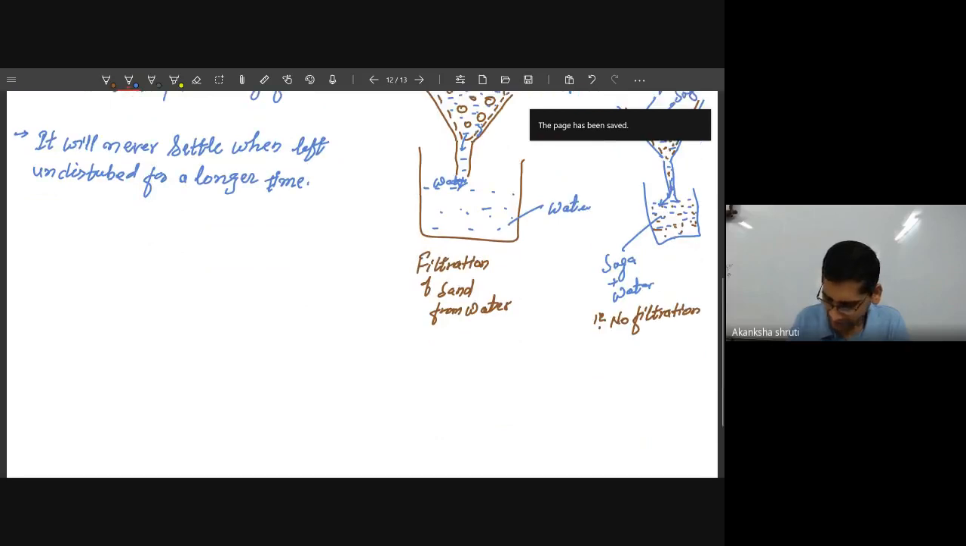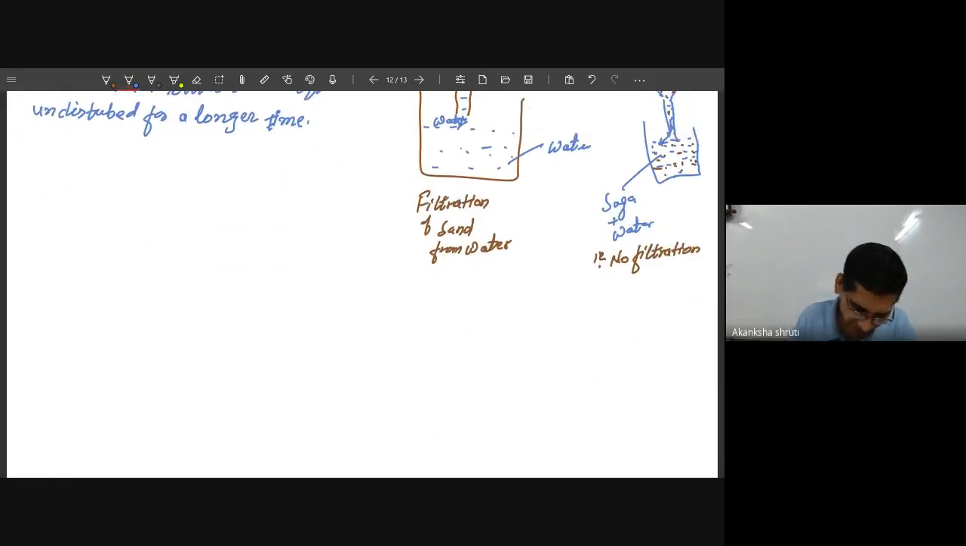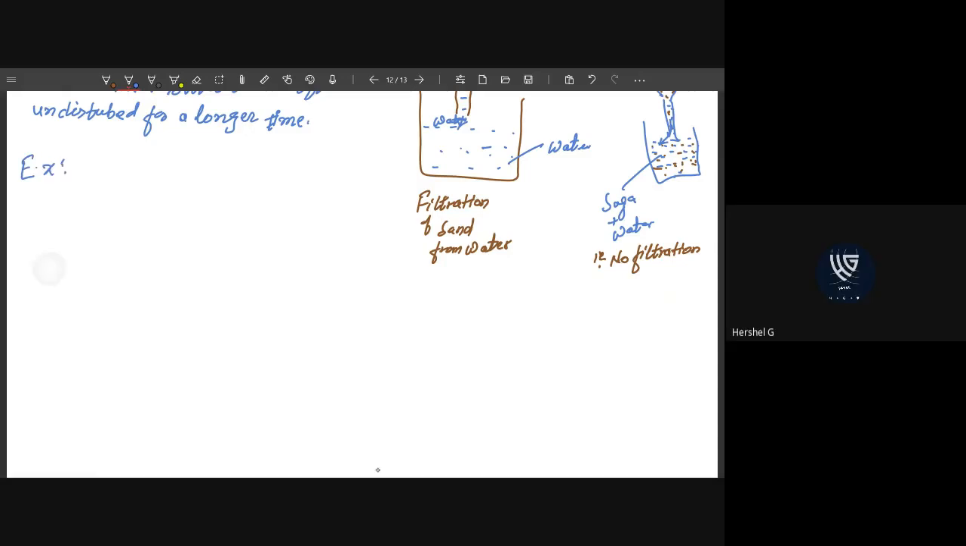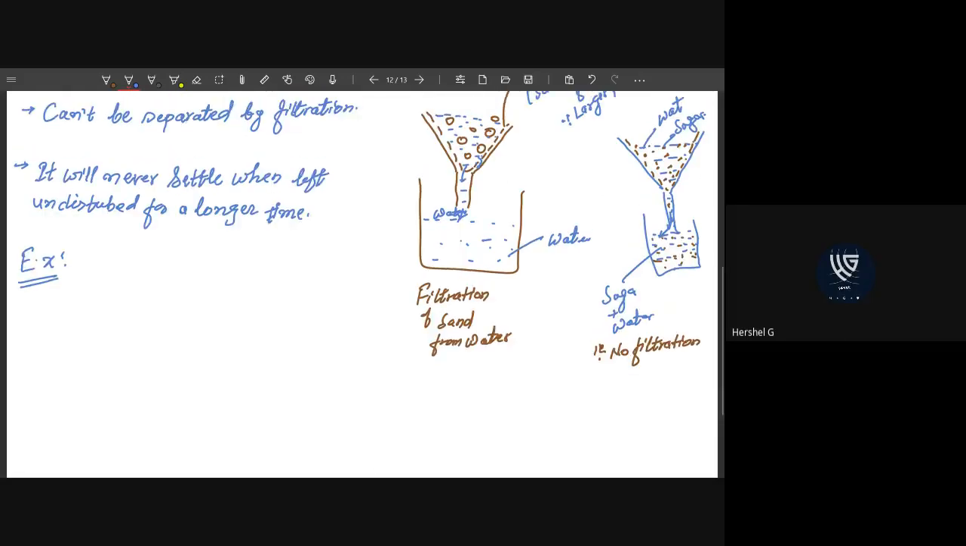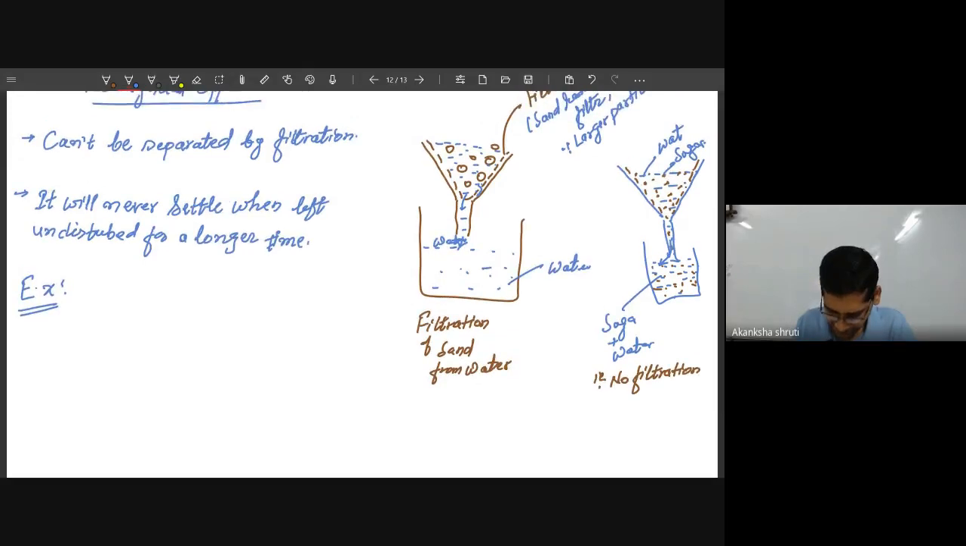Examples, we have already learned earlier. So let us take some examples of this solution. Can you scroll down? So the example of this solution, the very first one is sugar in water.